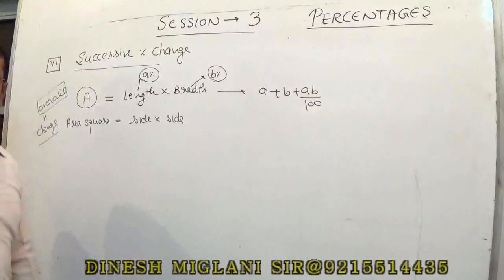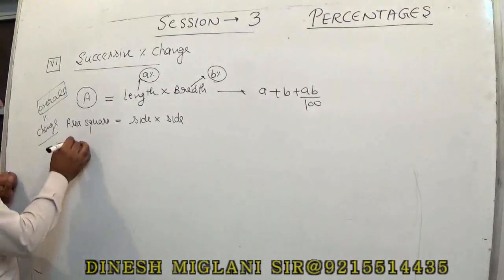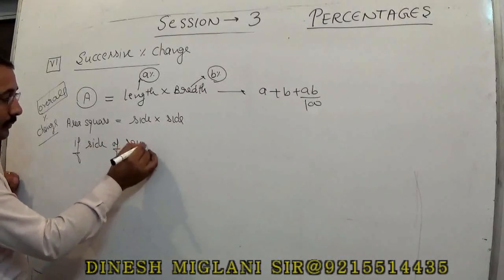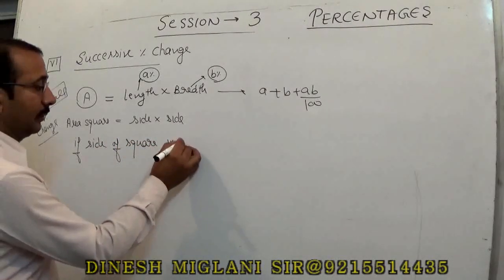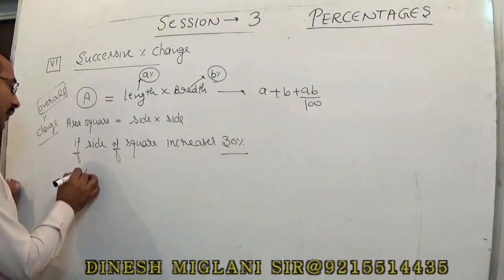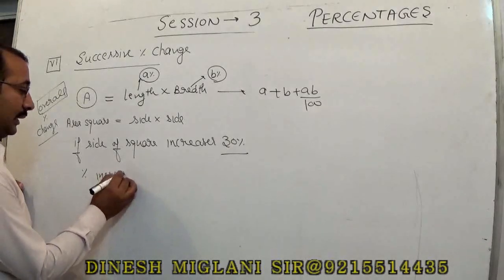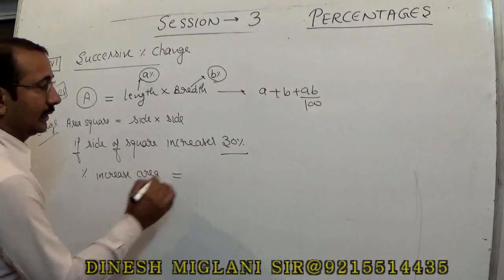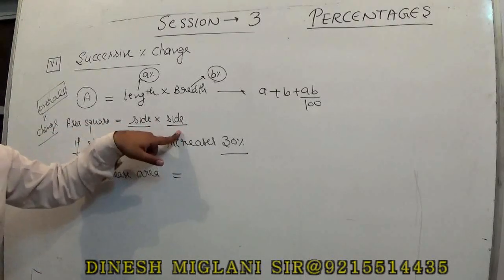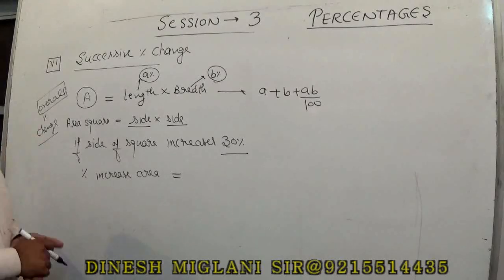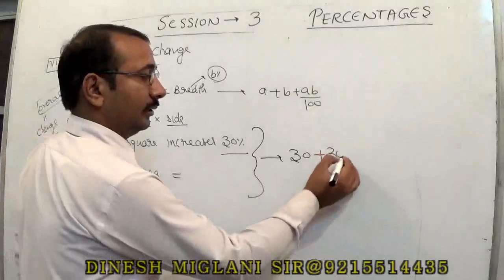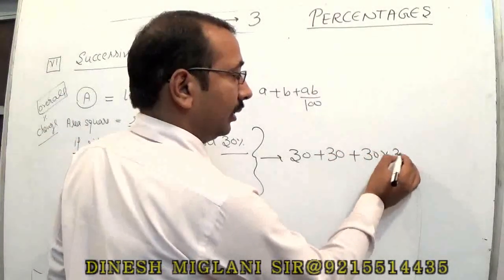Right? For example, if I say the side of a square increases by 30%, I have to find what is the percentage increase in area. Now what I can say, square area is side into side, means this is 30%, this is 30% increased. So we have to find the overall percentage change. So what will we apply? 30 plus 30 plus 30 into 30 upon 100.